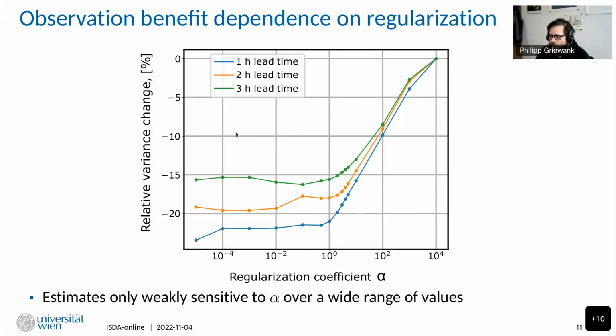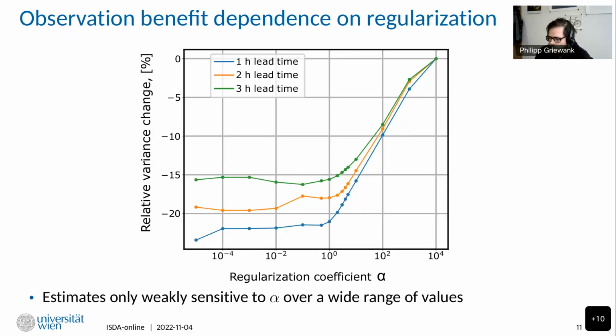And this is the important takeaway slide from this talk. Shown here is the relative variance change, which is what we use as our metric to estimate the benefit of adding these wind lidars for 3 different lead times. On the y-axis is that metric, and on the x-axis, we have different values of alpha from the regularization, ranging from 10 to the power of minus 5 to 10 to the power of 4.